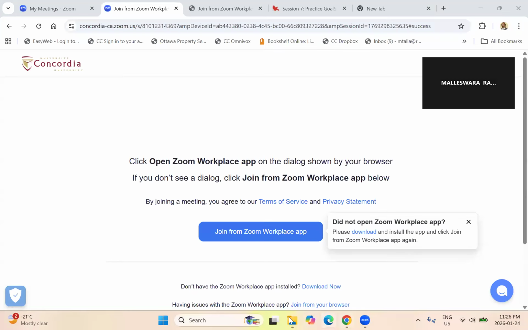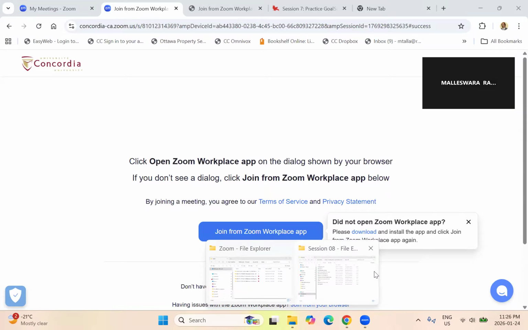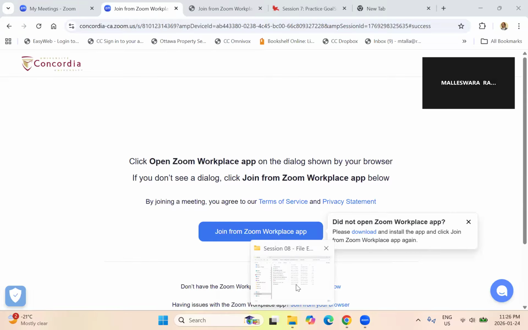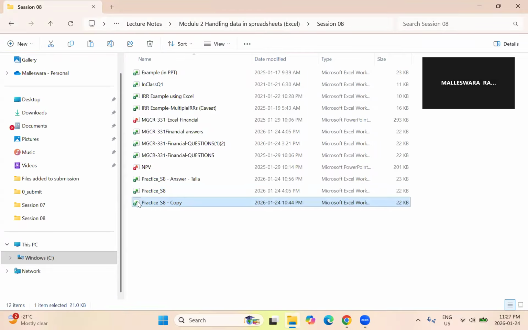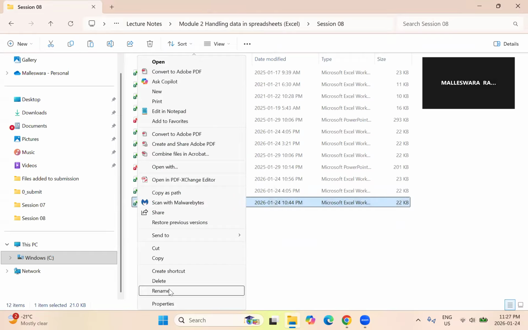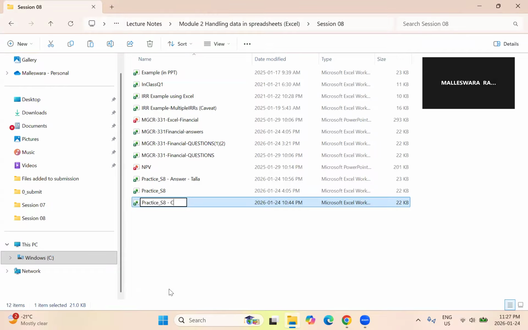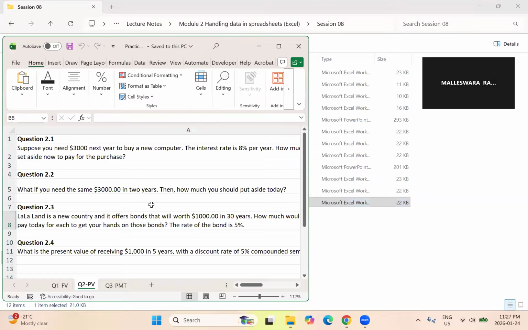I'm going to the directory where we have this session 8. So I have this practice session here, Control C, Control V. I'm going to revise this name as answers. I'm going to work it out for you. Only 3 questions here.